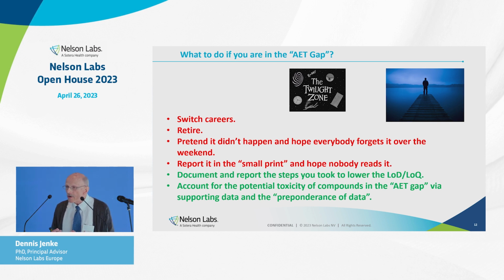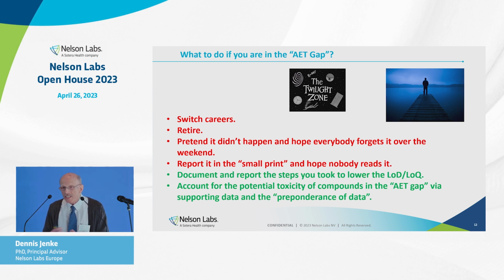But I also think that one can make a strong argument that the probability of any of these compounds that show up in the AET gap, that gap between the LOD and the AET, are not likely to be unsafe. And I call that the preponderance of evidence approach. It's the same approach that you would use to convict a killer if you can't find a murder weapon. That doesn't mean that if you can't find a murder weapon, you can't convict somebody of having committed a crime.